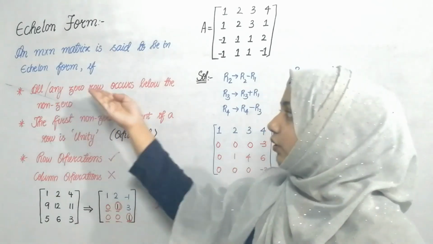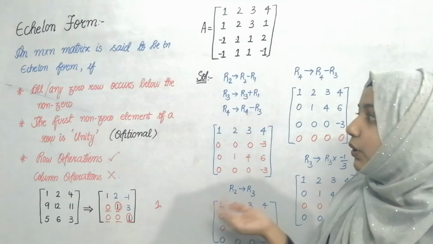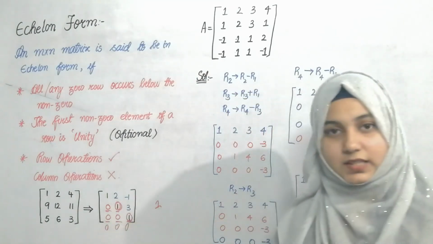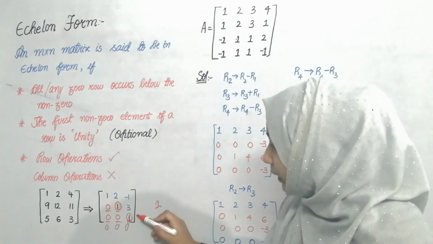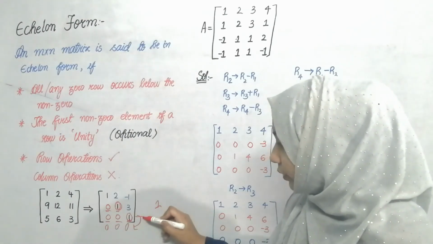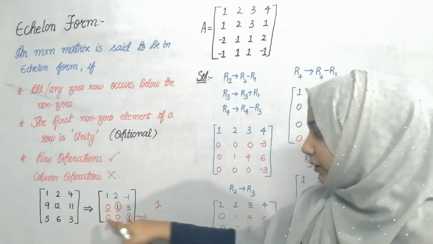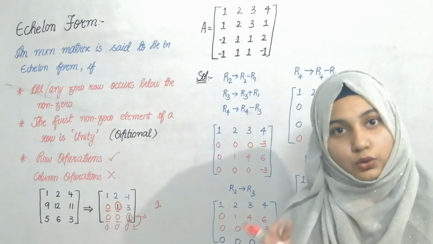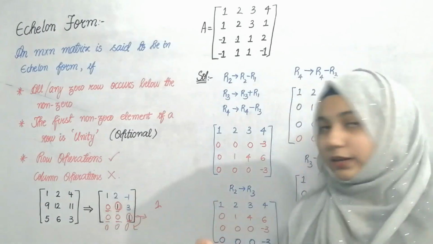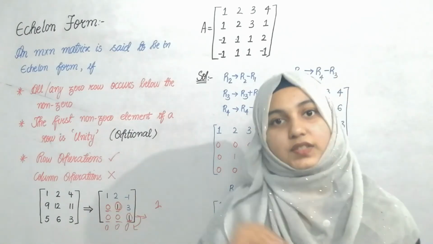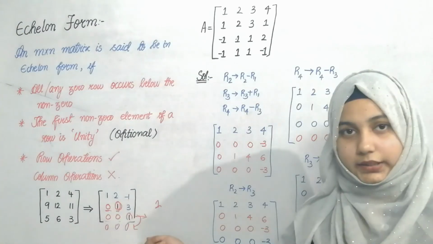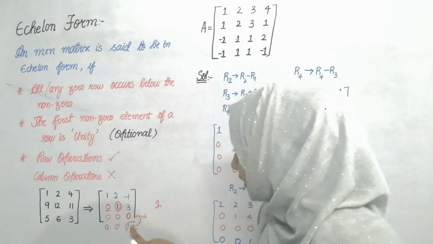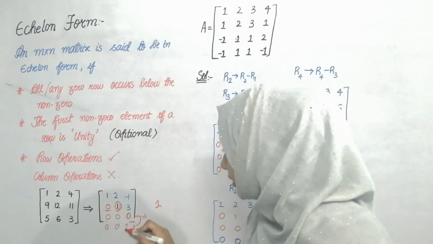The next point: all or any zero row occurs below the non-zero row. Suppose I've got a zero row here, suppose all the elements are 0. This should occur below a non-zero row. This is a non-zero row, right? This is your non-zero row because all the elements are not 0. You have got one non-zero element. So this is a non-zero row. So below this, the zero row should come. Suppose this is 0 and here suppose you have 1.